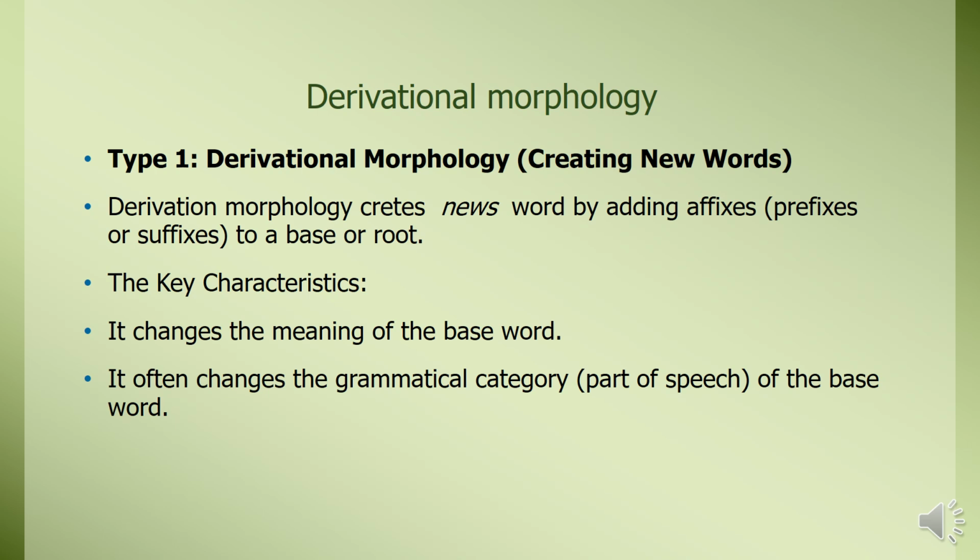is a process that creates new words, in the sense that it creates words with new meanings, not just words with different forms, which is the business of inflectional morphology, as we will come to see. Now the characteristics of this type of morphology are that it changes the meaning of the word. It changes the grammatical category of the word.